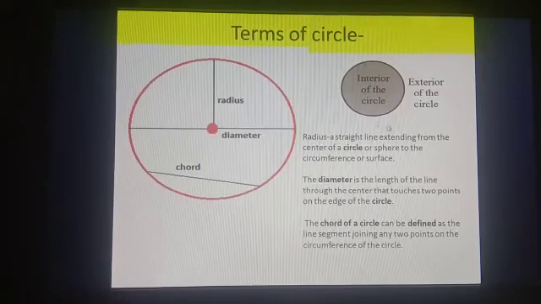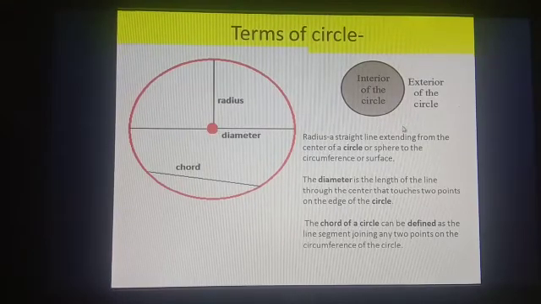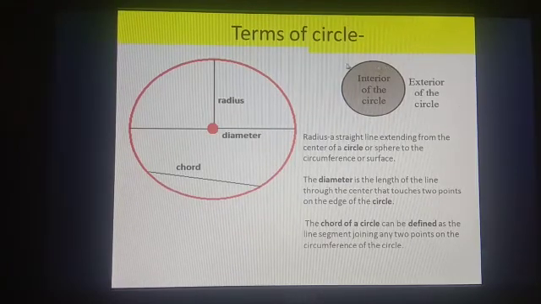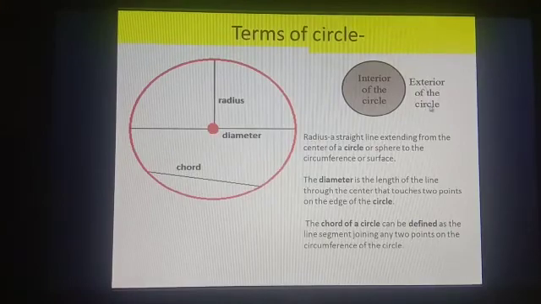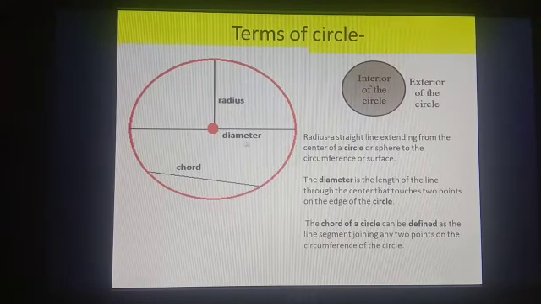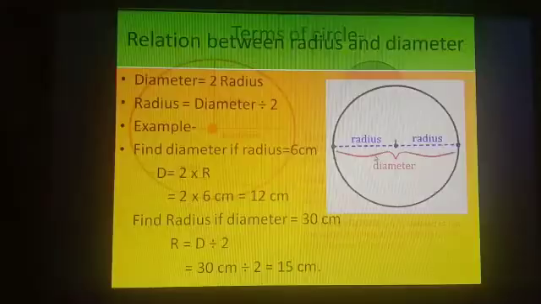Now the interior of the circle and the exterior of the circle. The part present inside the circle is called the interior of the circle, and the points and things present outside the circle are called the exterior of the circle. The radius, center point, diameter and chord are all parts of the interior of the circle.